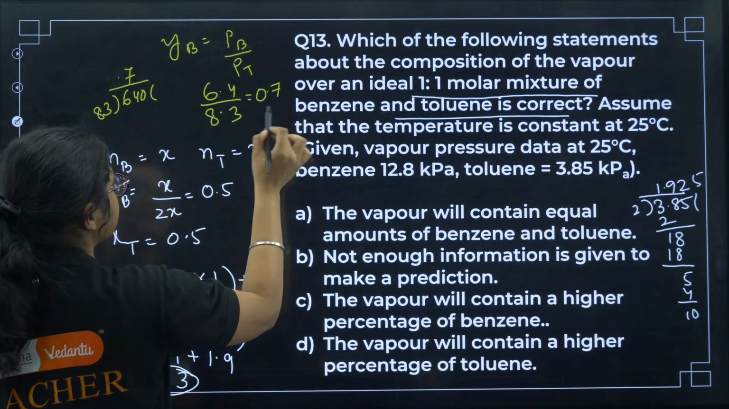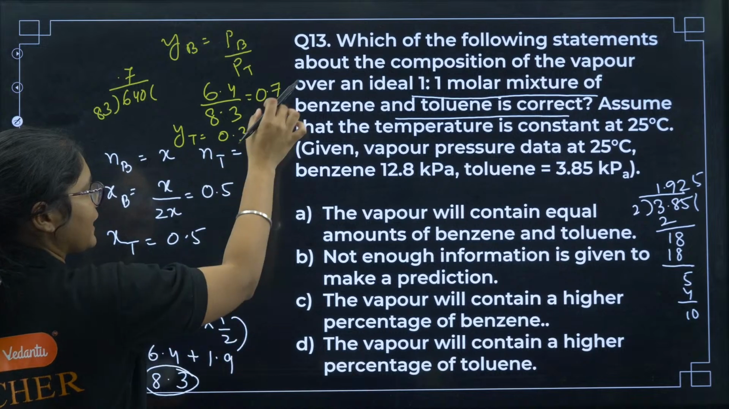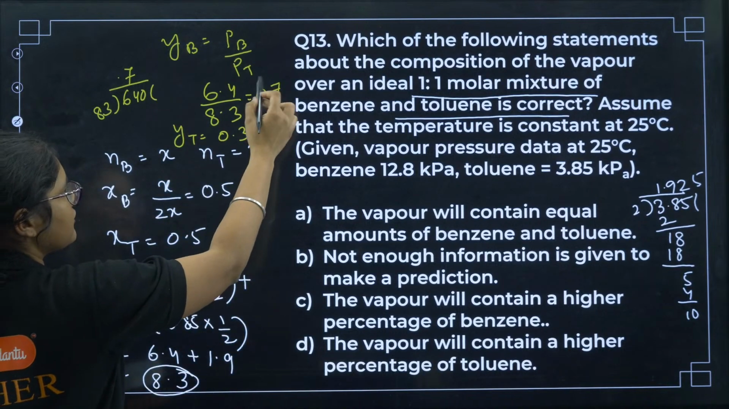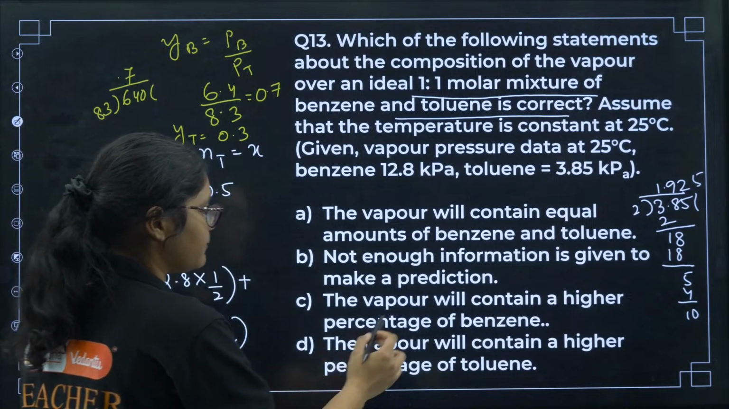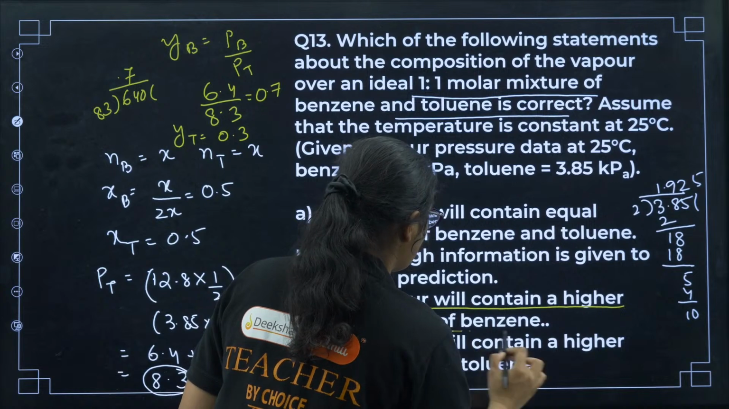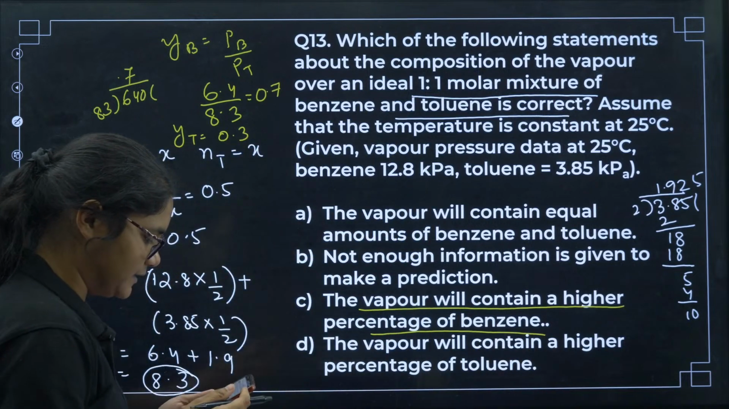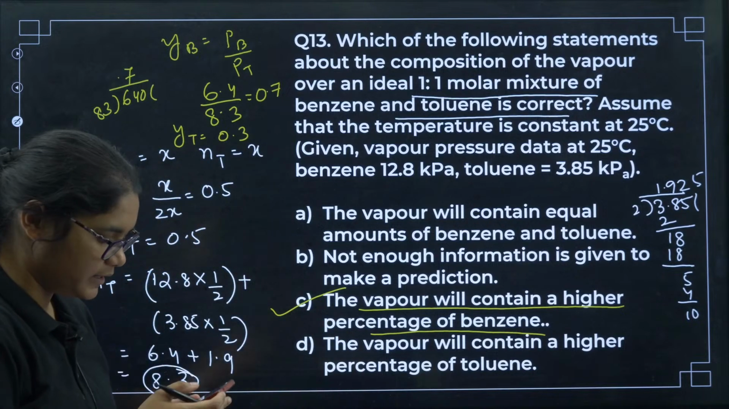That means I can say that Y of toluene will be 0.3, subtracted from here. So the vapor pressure of benzene will be more than the vapor pressure of the toluene. So the vapor will contain a higher percentage of benzene. So the correct answer for this question is option number C.